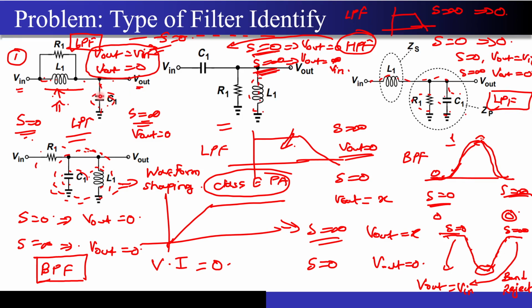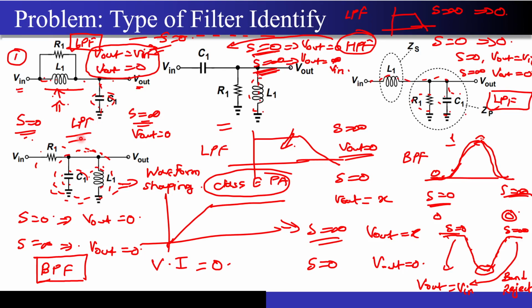At the same time, the capacitor will act as a short at a high frequency, so your V out will basically be grounded. So at low frequencies your V out is V in, and at higher frequencies your V out is 0. This is nothing but a low pass filter response. This question is not asking us to find out the zeros and the poles. We have that particular question in the next few slides, so we will look into that.